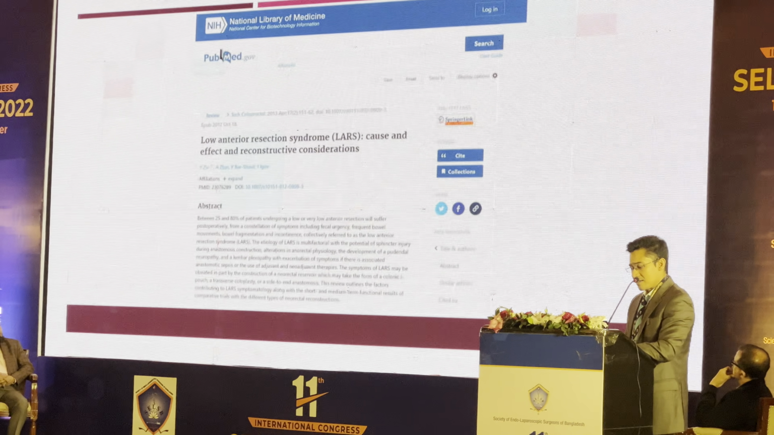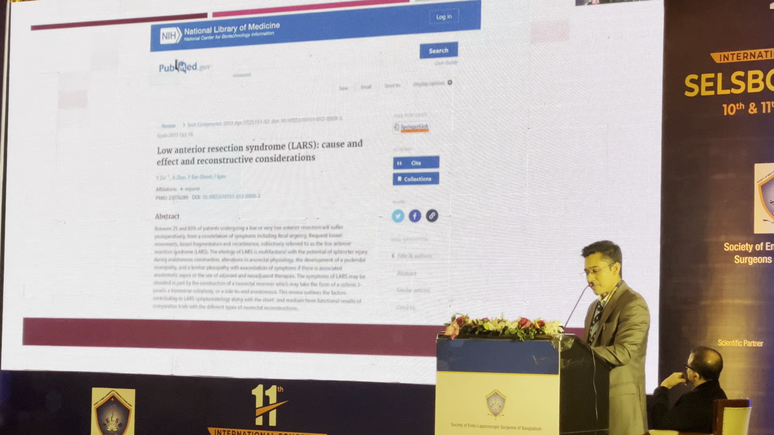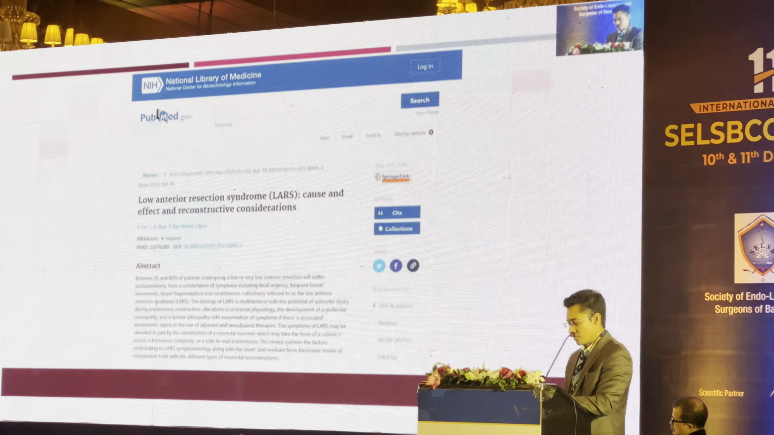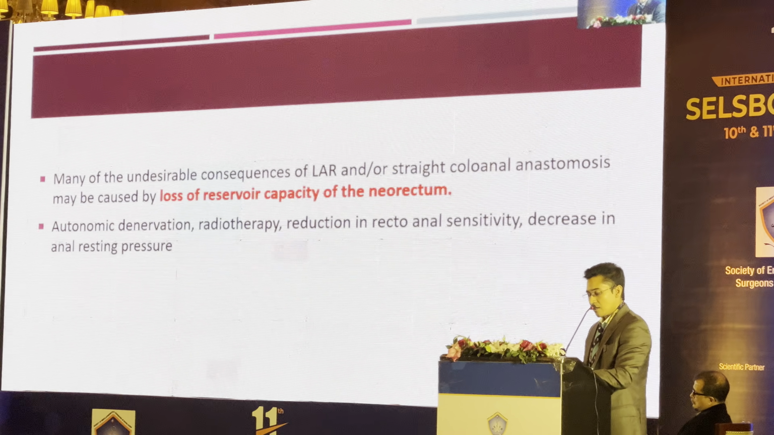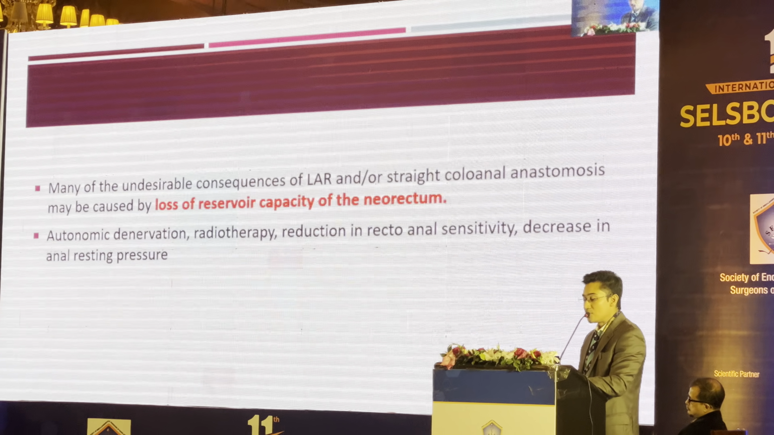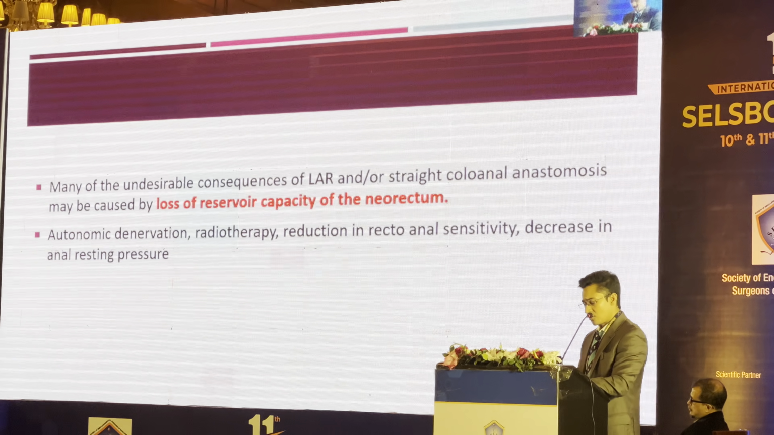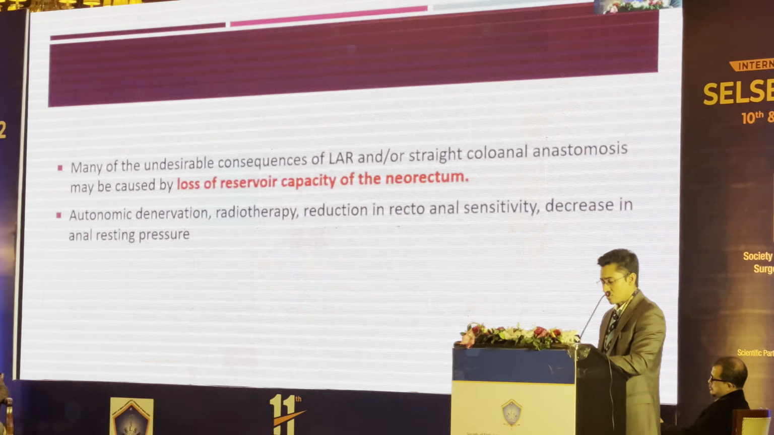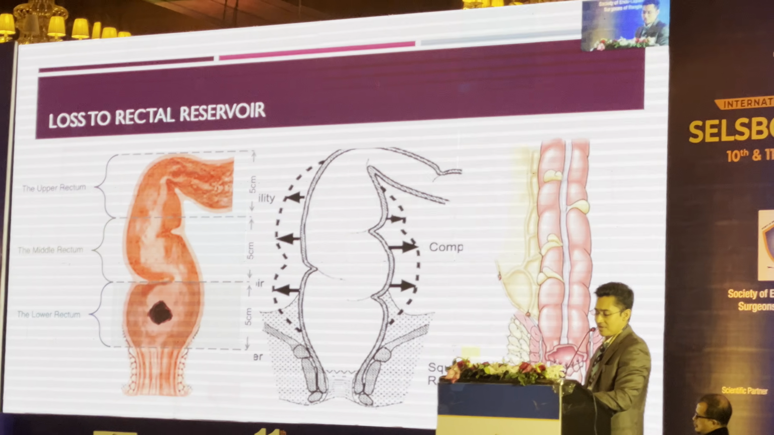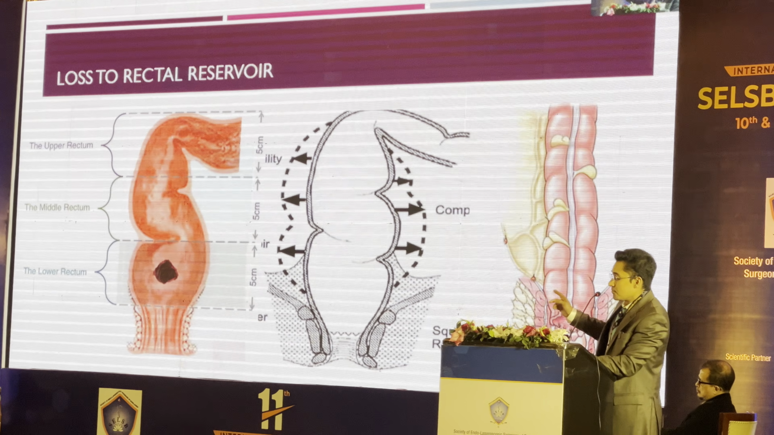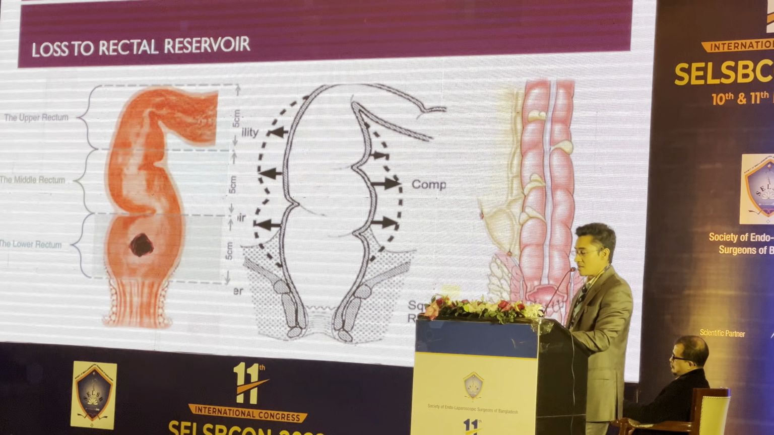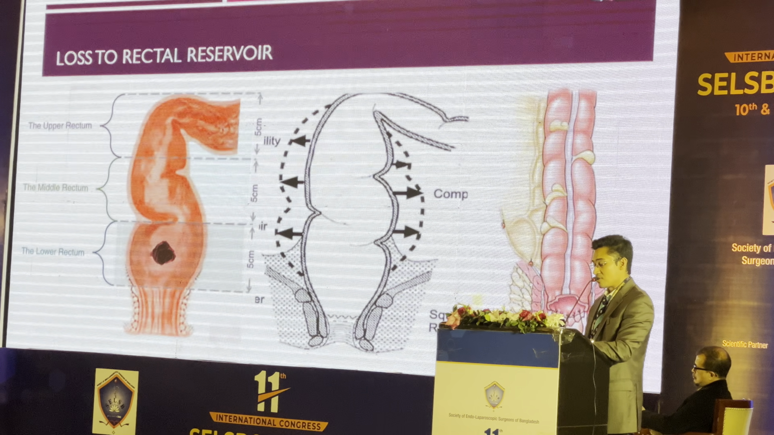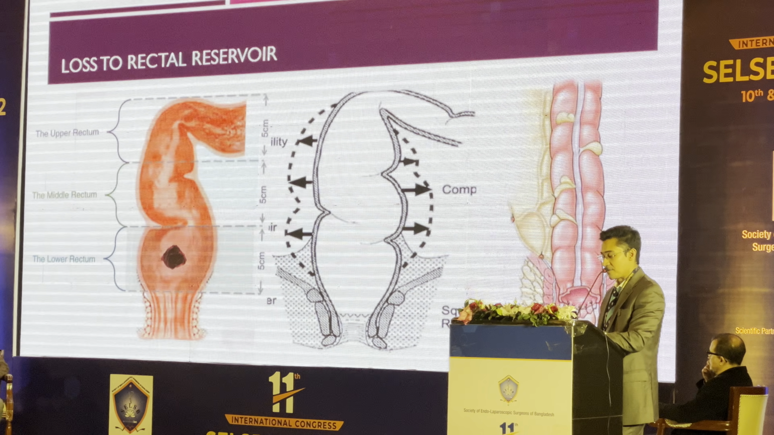Now, this is a very nice article that was presented in PubMed, which said the main cause of low anterior resection syndrome is the loss of reservoir capacity of the neorectum. And there are other causes as well, like autonomic denervation, radiotherapy, etc. So what do we mean by the loss of rectal reservoir? If you see the picture on the left, this is the normal rectum with the cancer. You can see the wide lumen, and it also distends when stool comes into the rectum.